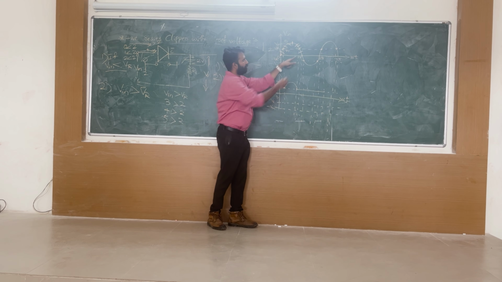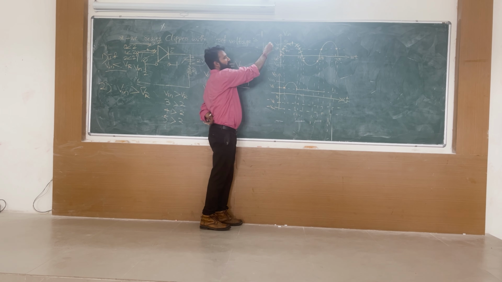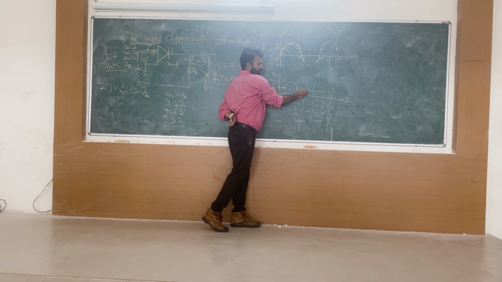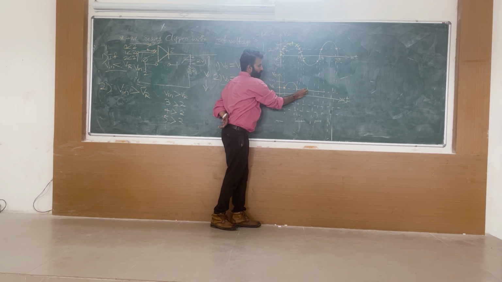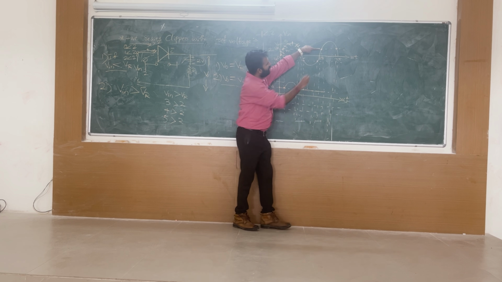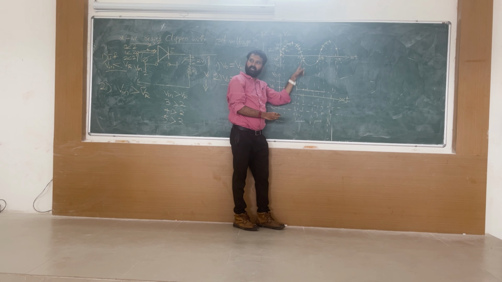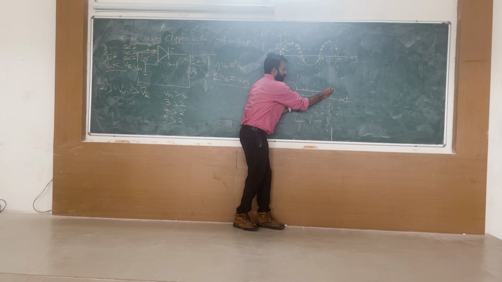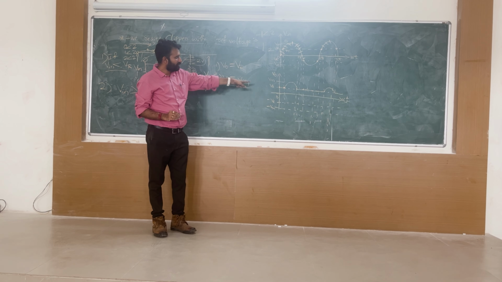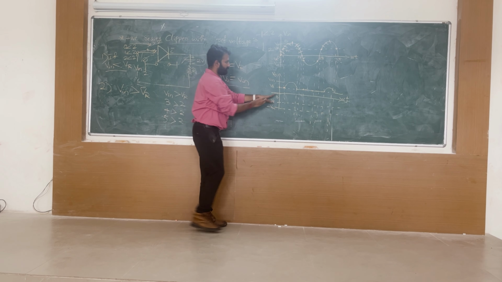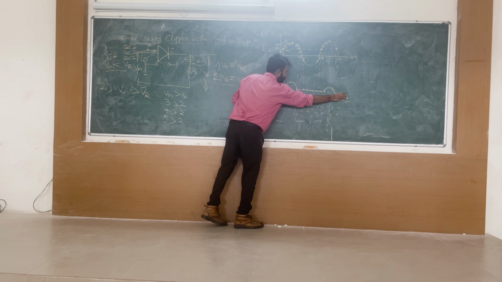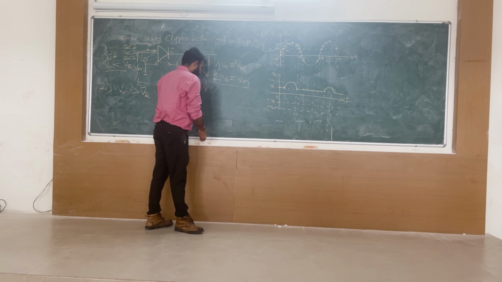Because see here, my input is -1. -1 is less than 2. Say yes or no? Then your output will be VR only. For the entire negative half cycle, your output will be VR only. Understandable? Now again my input becomes 3, 4, 5. Say yes or no? Then again this VR. Understandable? That is your output. The output will look like this: VR, 3, 4, 5, VR, 3, 4, 5.